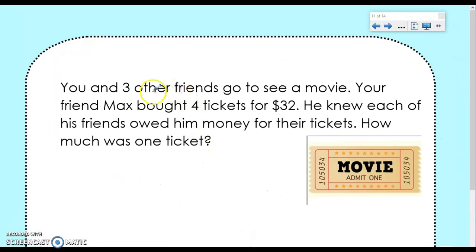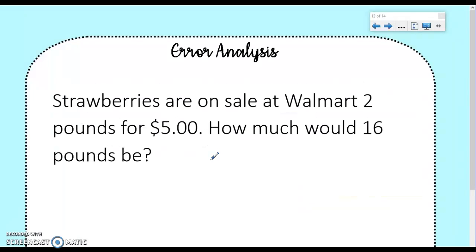Let's touch base on this. You and 3 other friends go to see a movie. Your friend Max bought 4 tickets for $32. He knew each of his friends owed him money for their tickets. How much was one ticket? Go ahead and solve this one on your own. We're going to go over this tomorrow as a class. Okay, I want to see all of your work and your reasoning.